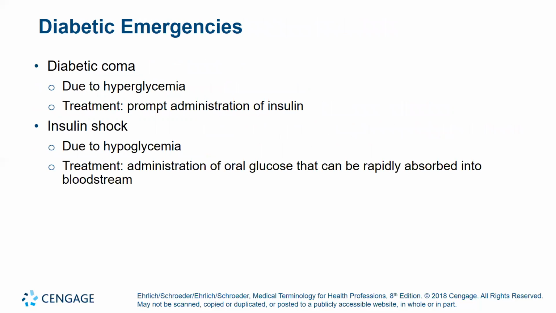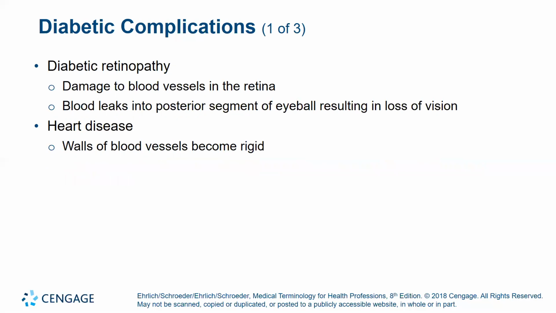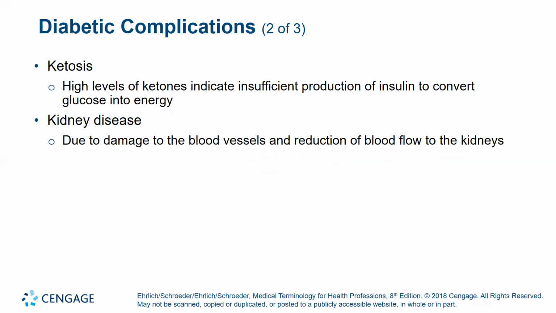We talk about some diabetic emergencies. A person can go into a diabetic coma due to hyperglycemia, or could go into insulin shock due to hypoglycemia. Diabetic retinopathy is damage to the blood vessels in the retina. Also, a person can have heart disease, where the walls of the blood vessels become rigid. Ketosis is high levels of ketones, indicating insufficient production of insulin to convert glucose to energy. And then kidney disease, also due to damage to the blood vessels and reduction of blood flow to the kidneys.